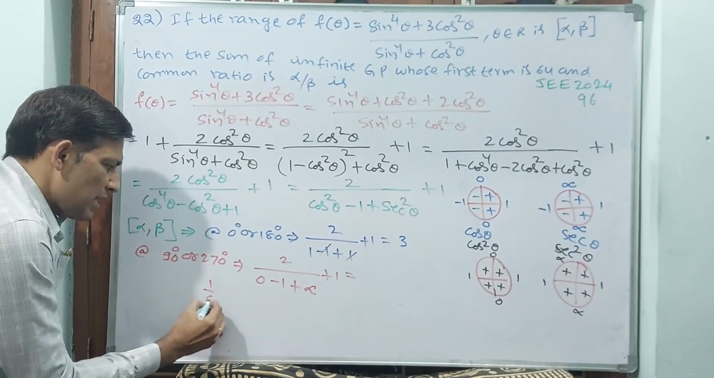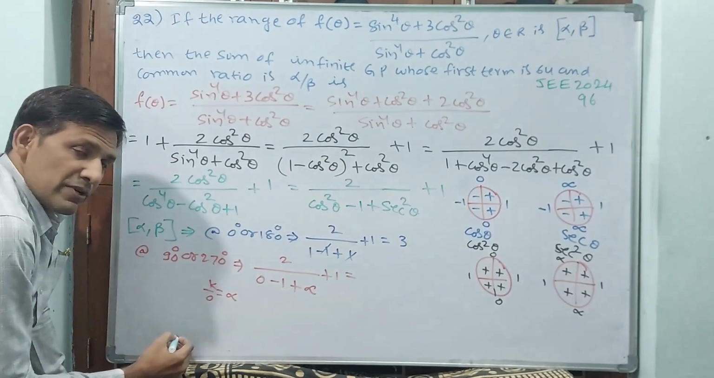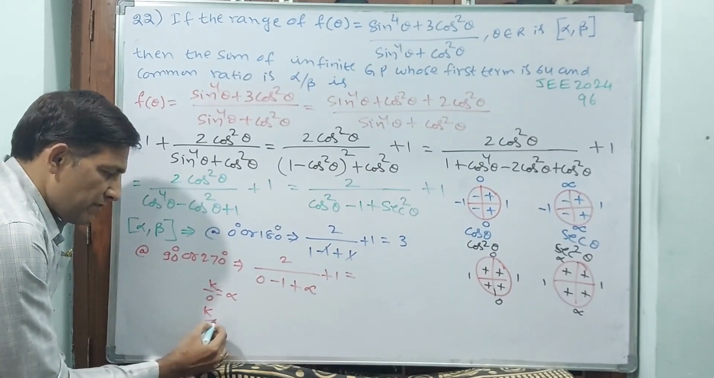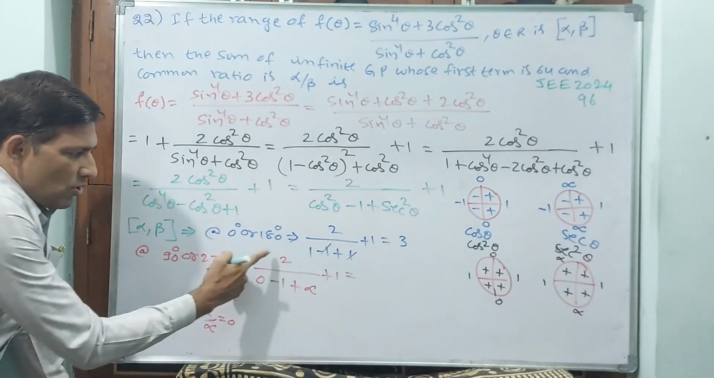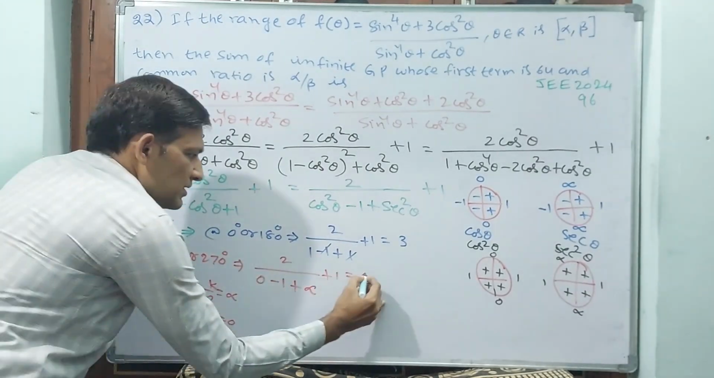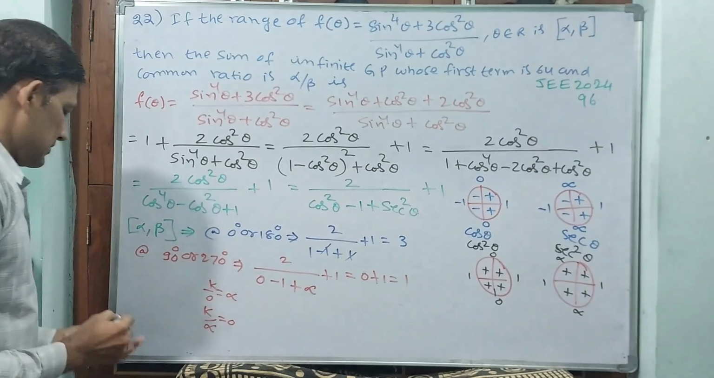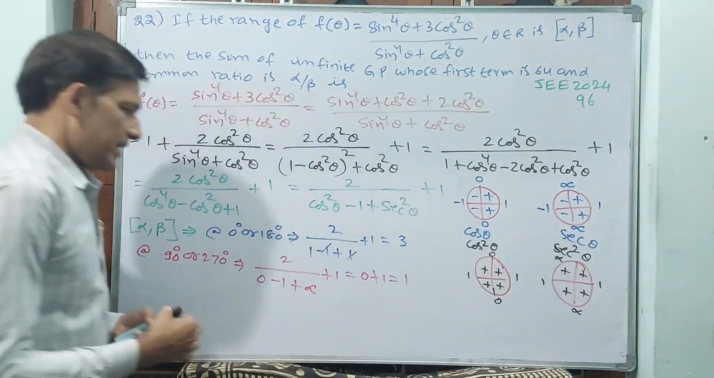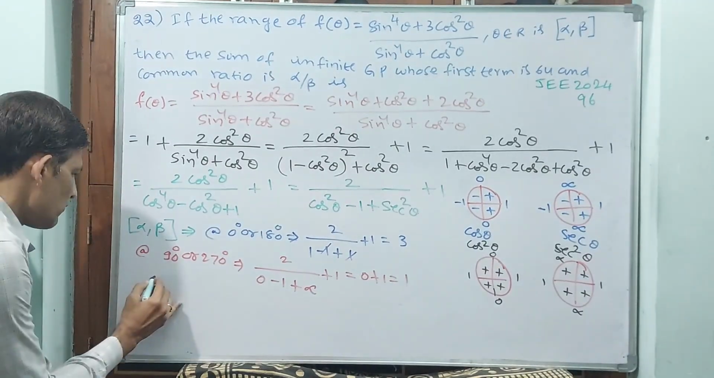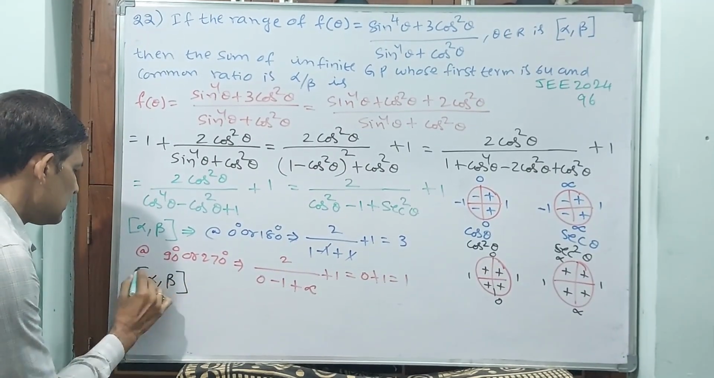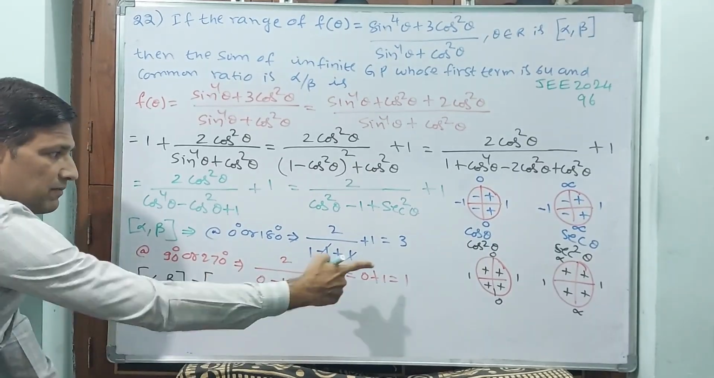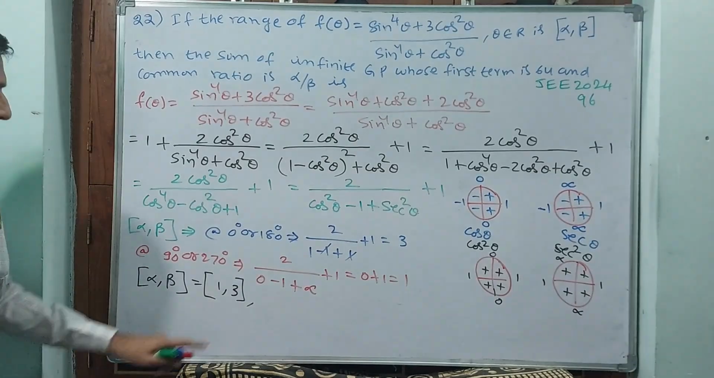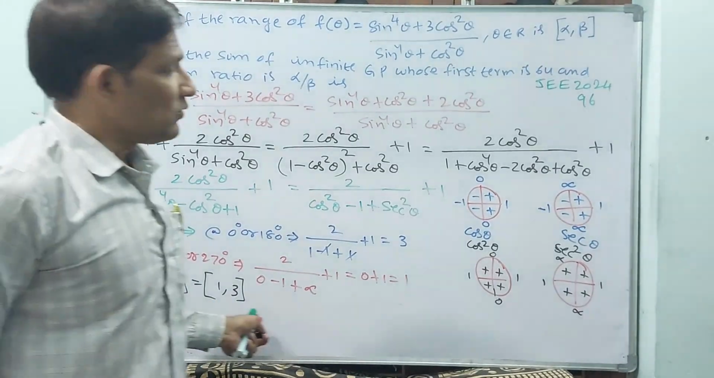See, we know 1 by 0 is infinity, or some constant by 0 is infinity. This infinity goes to the denominator. Constant by infinity is equal to 0. That means 0 plus 1, that is equal to 1. Understand this logic? Then what can we say? Alpha comma beta is equal to, what is alpha? 1. What is beta? 3. That's all. We have got the range, 1 to 3 closed interval.